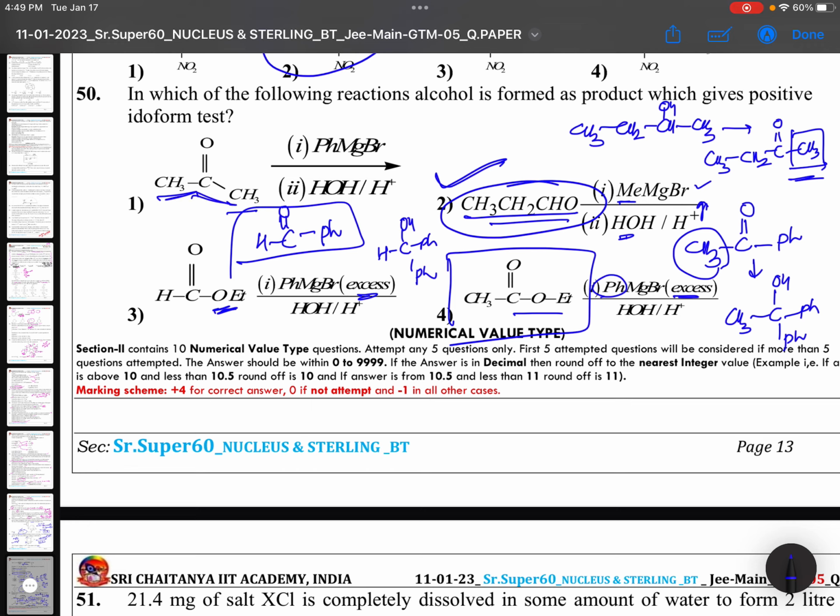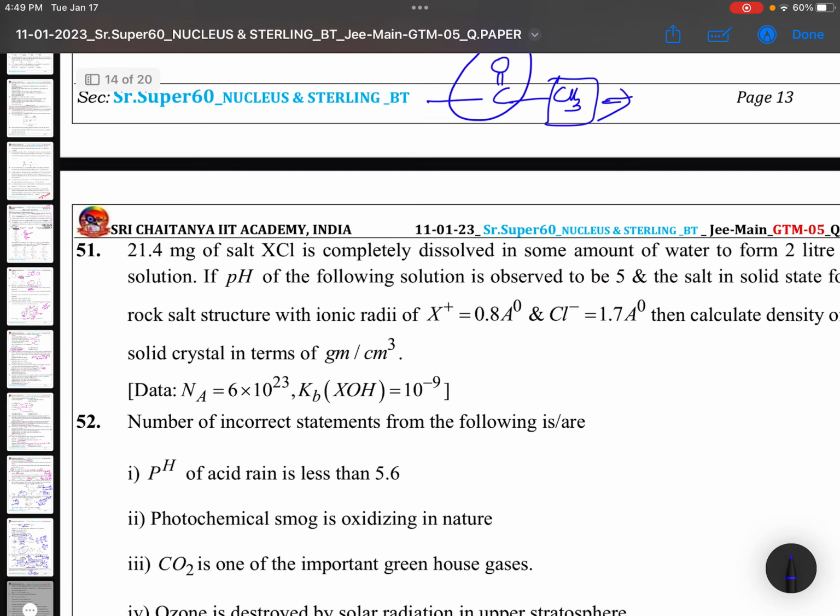This initially it can give, but he is asking after the reaction with the Grignard reagent. So after the Grignard reagent reaction, it becomes like this. It can't give any iodoform test. For the iodoform test, you need C double bond O, CH3. This is mandatory. So question number 51, you see.